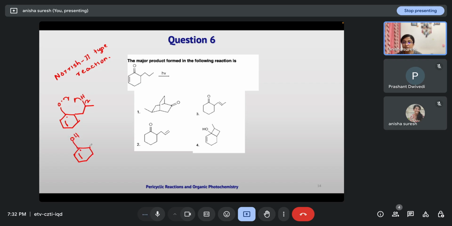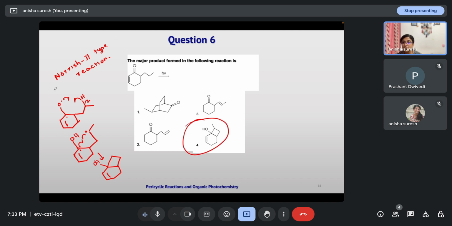OH radical, 1, 2, 3. So here the radical will be forming. These two can recombine, leading to the formation of a cyclobutane ring. So option 4 will be the right answer.